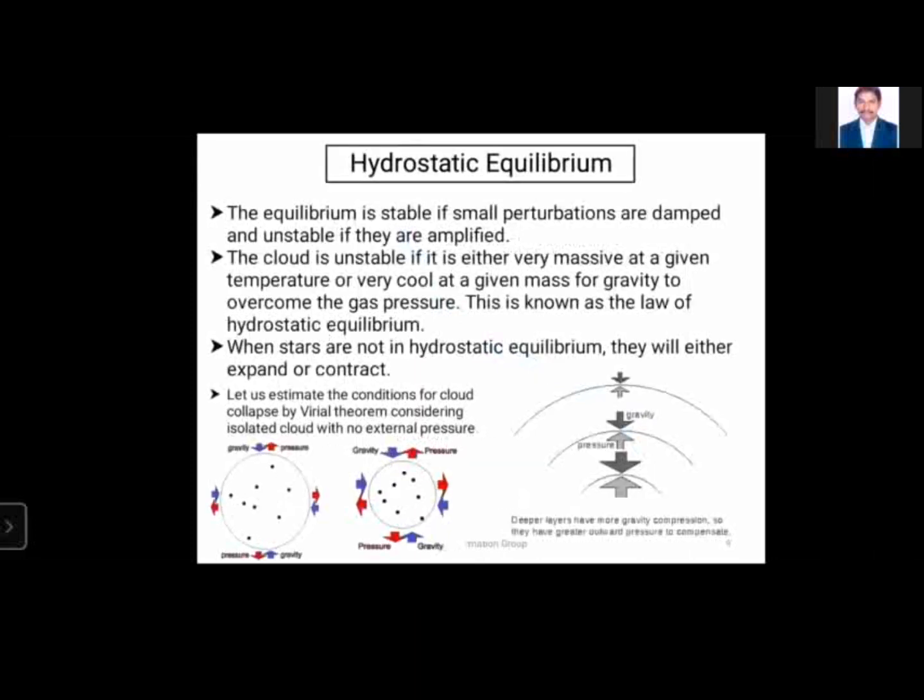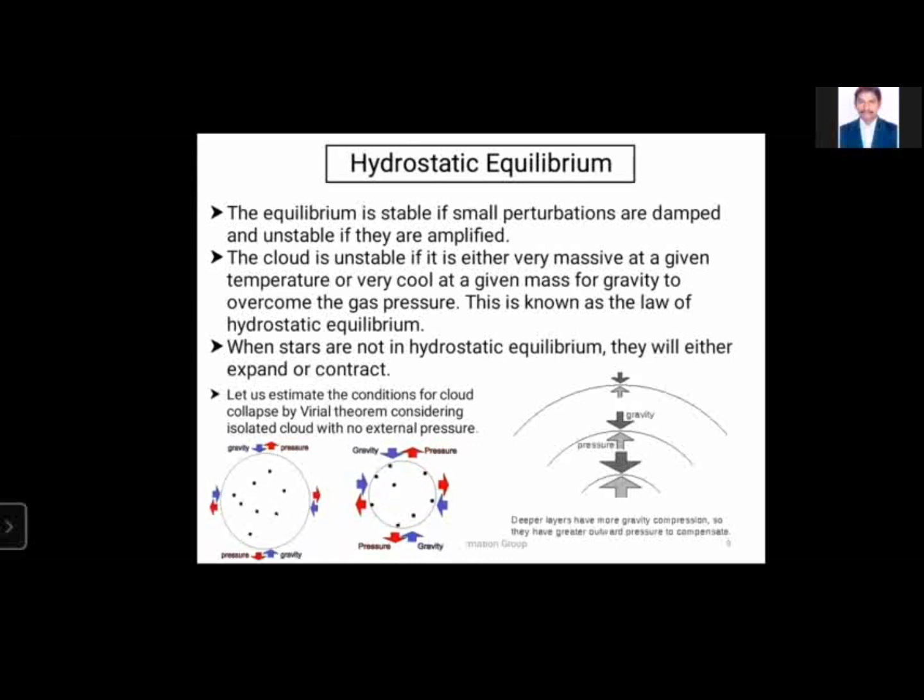Next is hydrostatic equilibrium. Equilibrium is stable if small perturbations are damped and unstable if they are amplified. The cloud is unstable if it is either very massive at a given temperature or very cool at a given mass, for gravity to overcome the gas pressure. This is known as the law of hydrostatic equilibrium. When stars are not in hydrostatic equilibrium, they will either expand or contract.